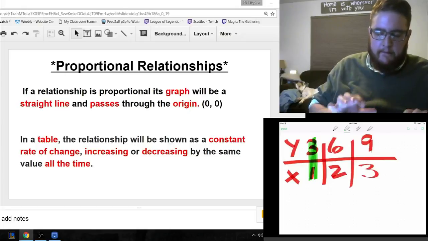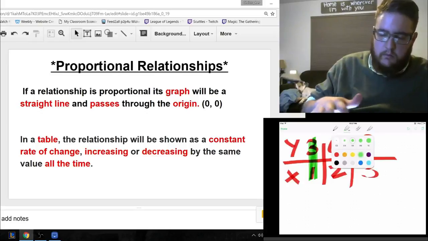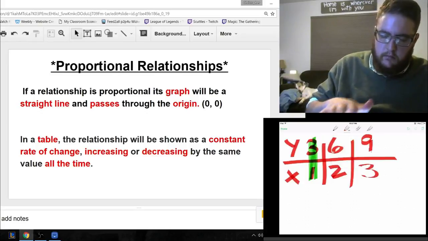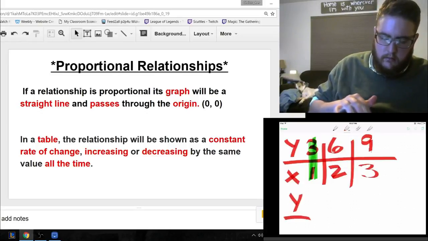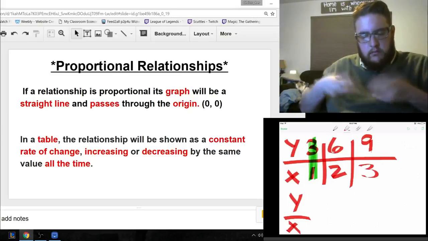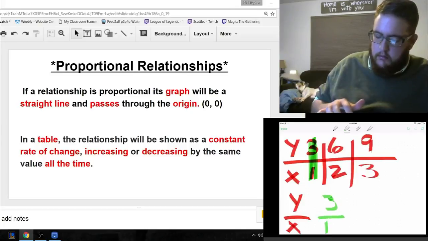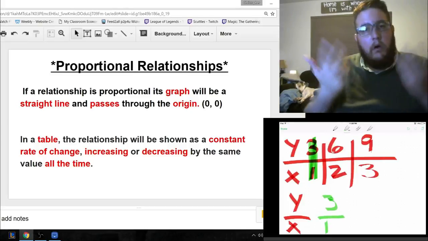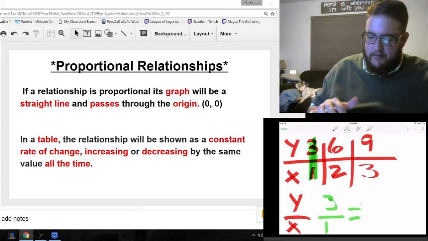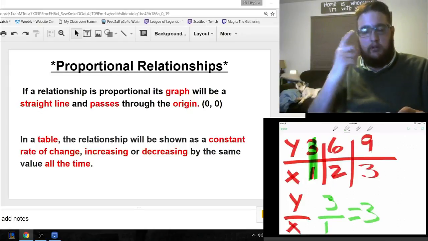Now, in order to determine the rate of change of the pairs, we must calculate the rate of change. And in order to do that, we must divide our y value by our x value. So now all we're going to do is substitute our first y value in for y and our first x value in for x. So for y we've got 3, for x we've got 1. 3 divided by 1 is 3. So the rate of change for the first pair is 3.